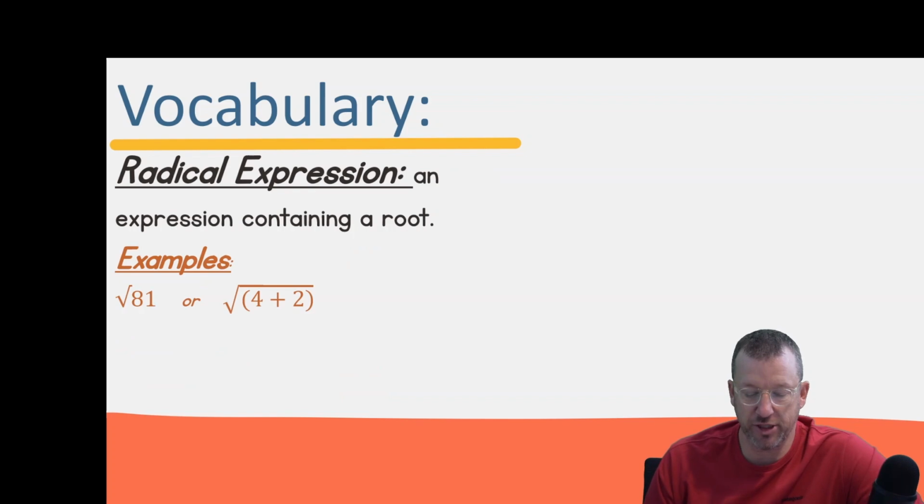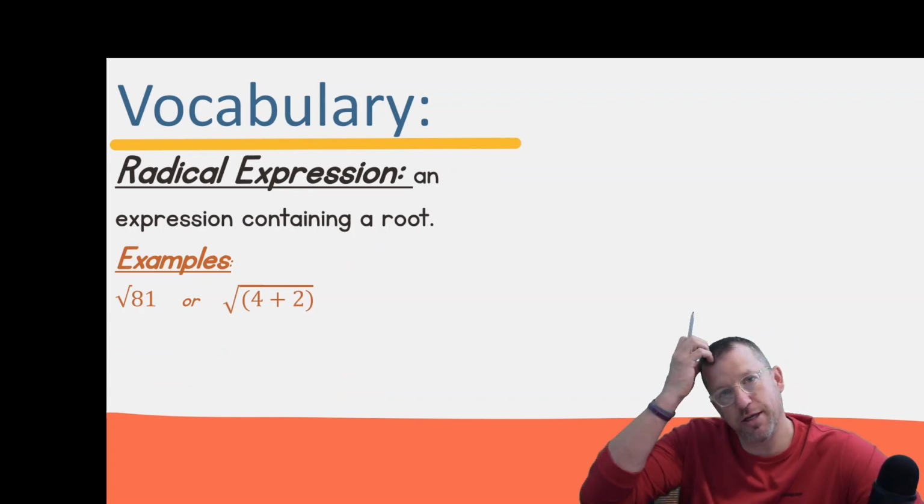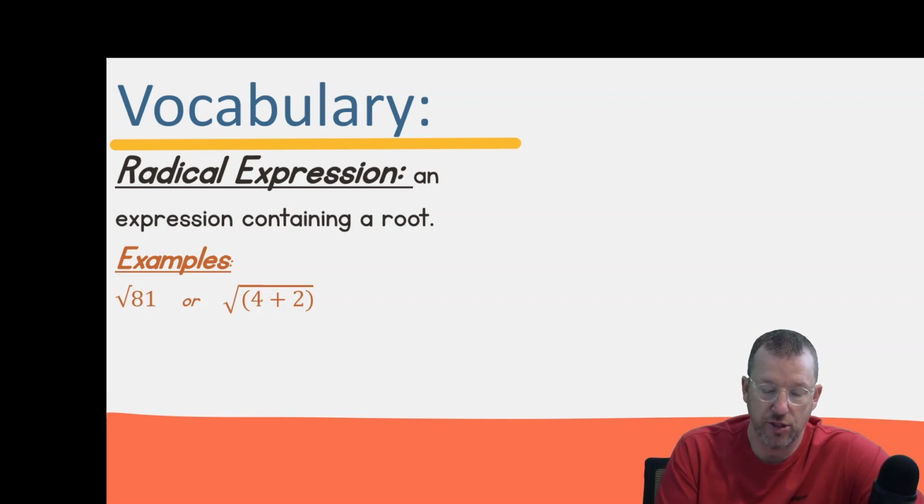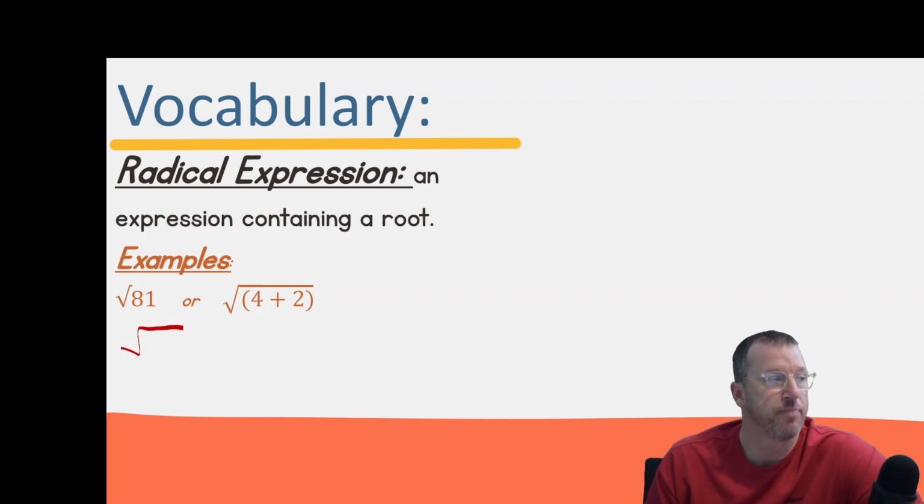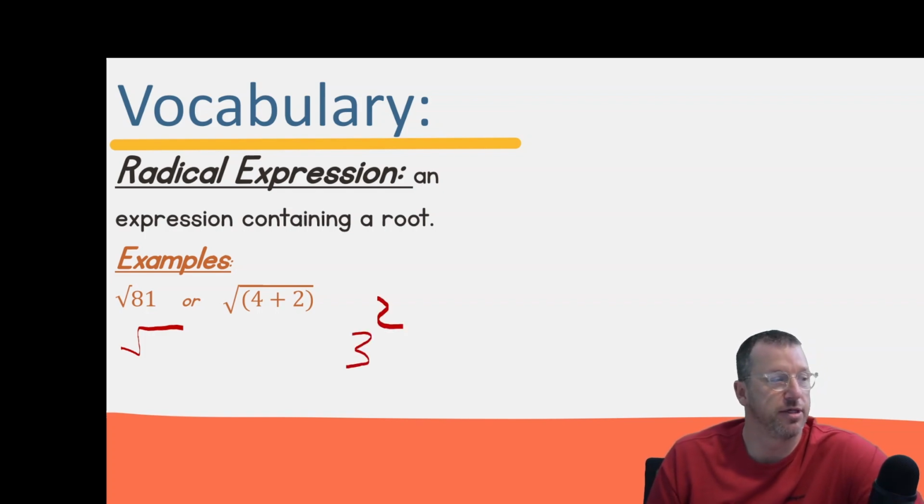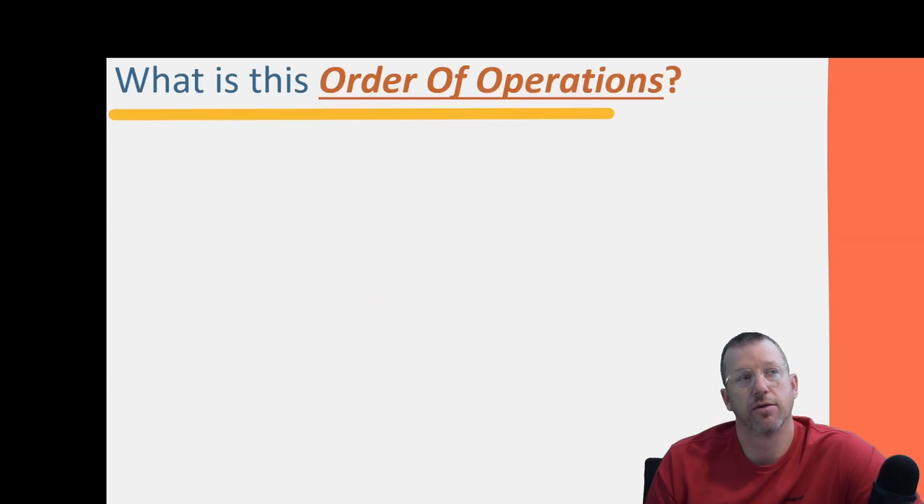Radical expressions, you're going to need to know this because when we talk about exponents, we're also talking about radical expressions, which use the square root symbol. And when we use exponents, that's when we say something like 3 to the second. The exponent is the 2. So radicals and exponents follow the same order of operations.